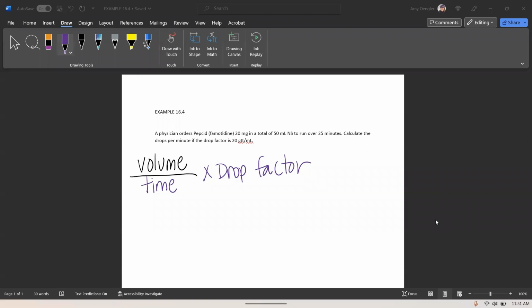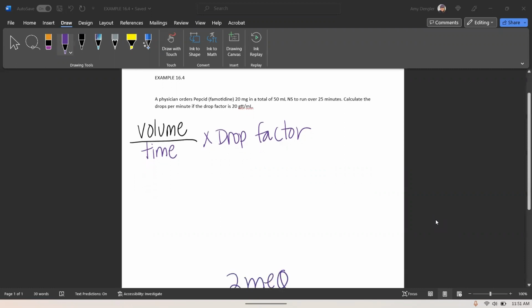However, example 16.4, a physician orders Pepcid 20 milligrams and a total of 50 milliliters of normal saline to run over 25 minutes. Calculate the drops per minute if the drop factor is 20 drops per ml. All right, so our drop factor problems are going to be using the equation volume over time times drop factor.